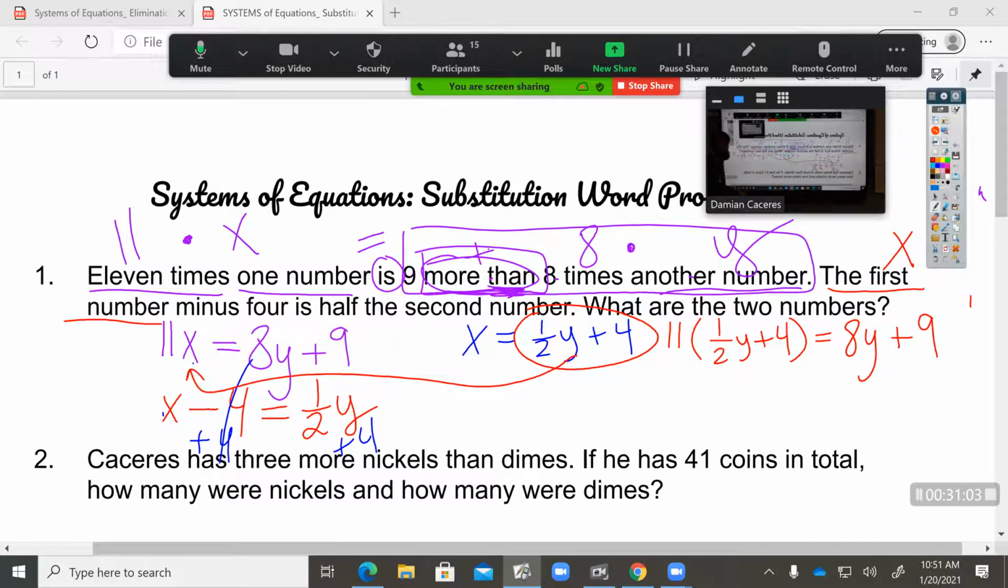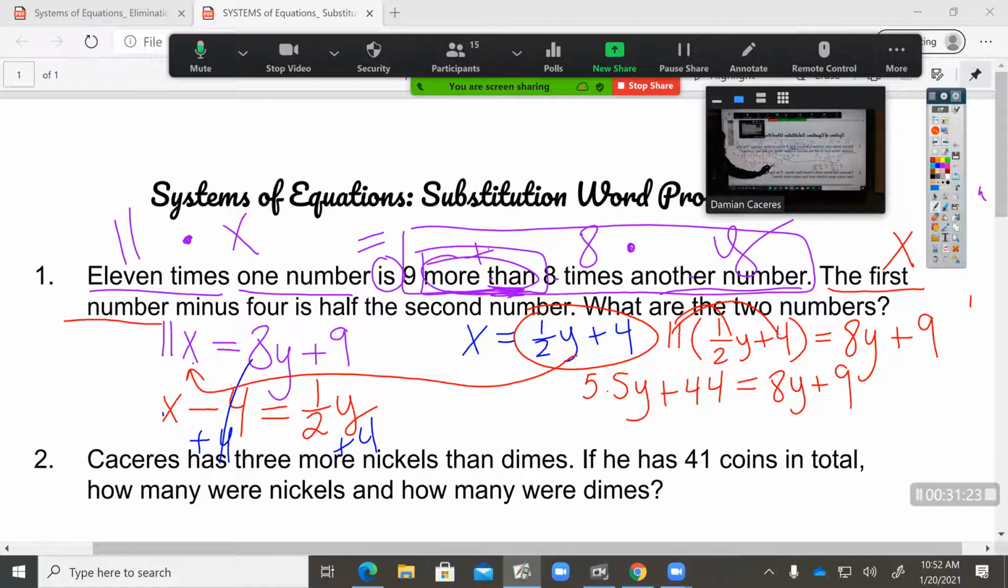Now, let's solve this and get the y by itself so we can get a value for it. 11 times 1/2 y is 5.5y. 11 times 4 is positive 44. Bring everything else down.